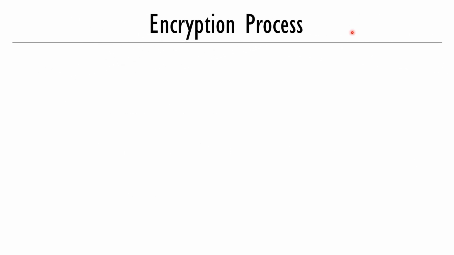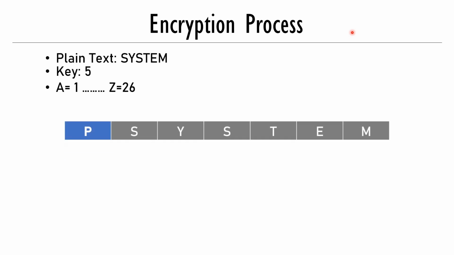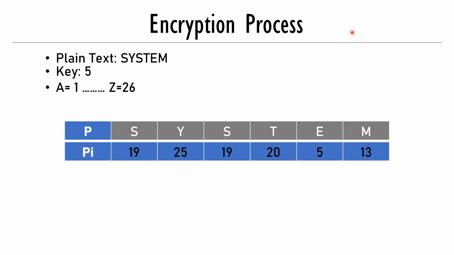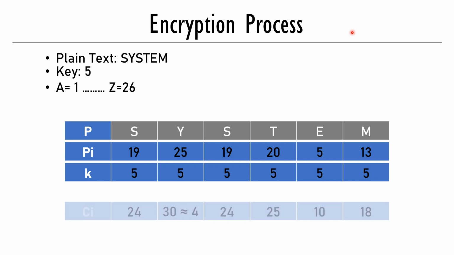The encryption process with an example. At first, my plaintext is system and the key is 5, and I assume A equals 1, B equals 2, C equals 3, and so on, followed by Z equals 26. These are the index numbers of the letters. At first, I write the plaintext. Now I write the index of these letters, and here is the encryption key.